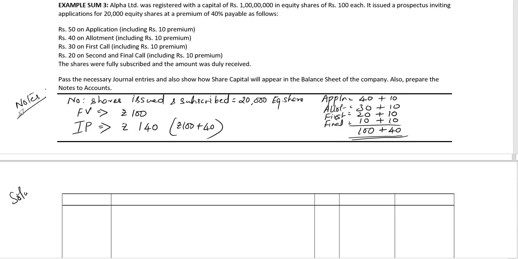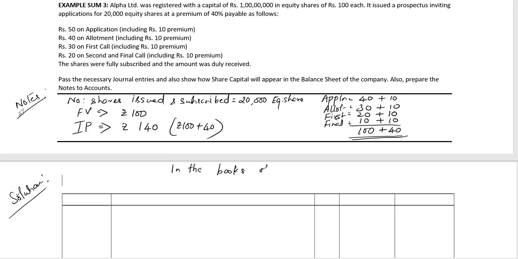Now let's go ahead with the solution. We'll begin with the journal entries in the books of Alpha Limited. Journal. We have date / serial number. We have a particulars column. A ledger folio number. Debit rupees and credit rupees.